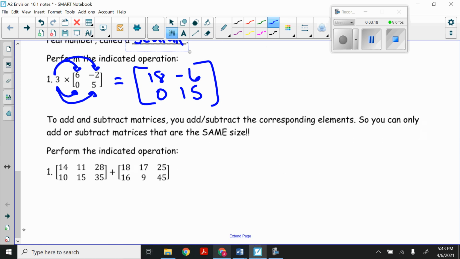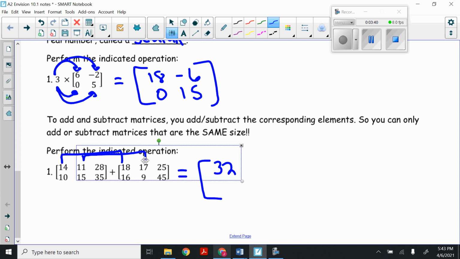To add and subtract matrices, you add and subtract the corresponding elements. You can only add or subtract matrices that are the same size. So perform the indicated operation. I have a 2x3 matrix, so my answer will be a 2x3 matrix. So 14 plus 18, because they sit in corresponding spots, 32. 11 plus 17 gets me 28 for row 1, column 2. 28 plus 25 gets me 53.